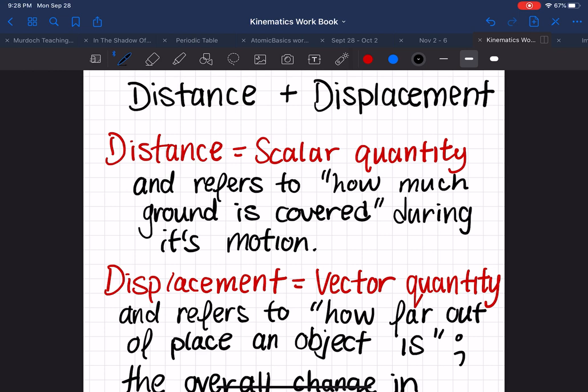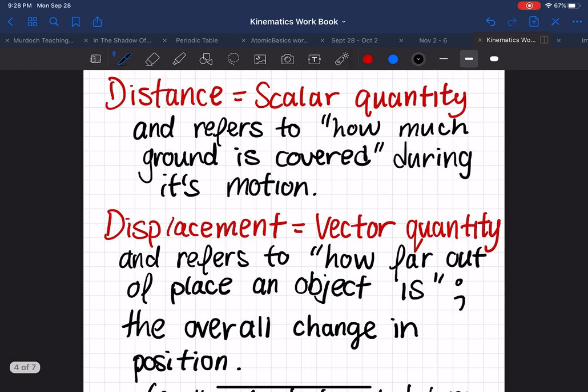So distance, again, is that scalar quantity and refers to how much ground is covered during its motion. It's like wearing a Fitbit, and that Fitbit is counting all your steps. That's distance. It's that total amount.